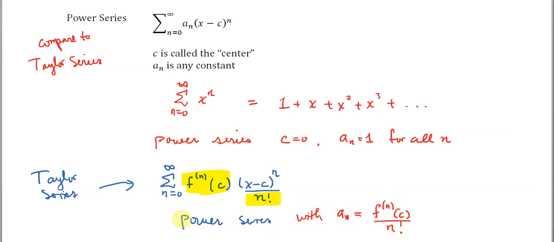Okay, so a Taylor series is in many ways just a simplified or a special case of a power series. Power series are more general, and we can do a little bit more with them. Taylor series are like a very special, unique version of a power series.